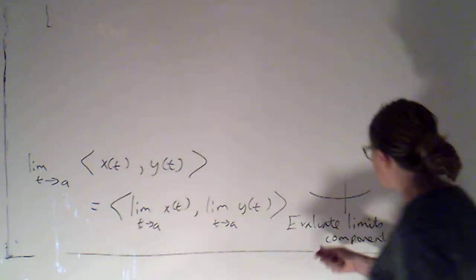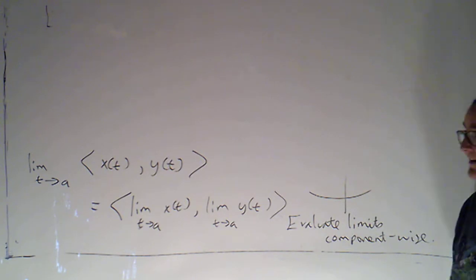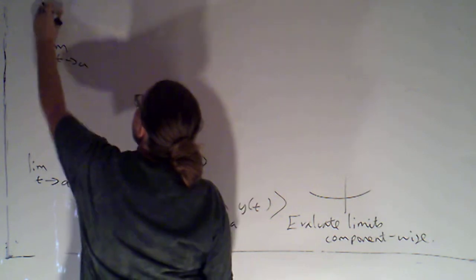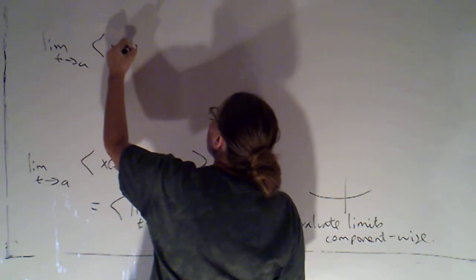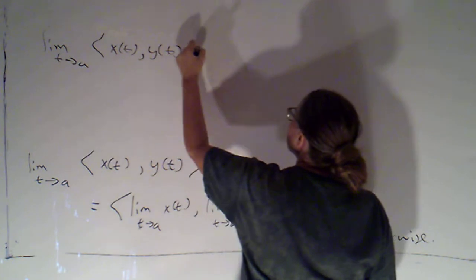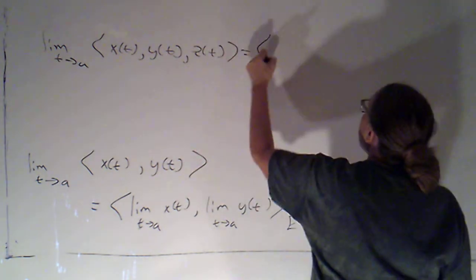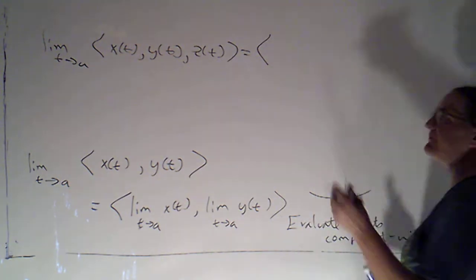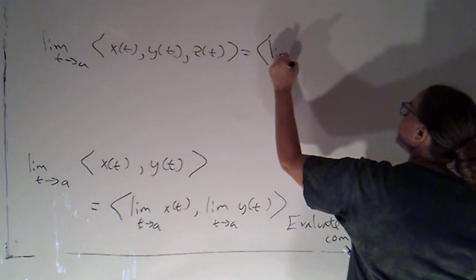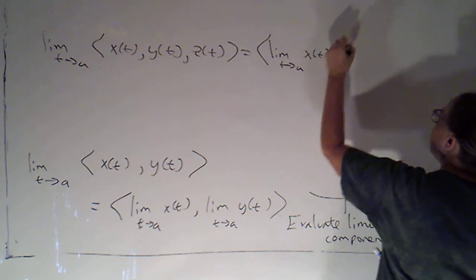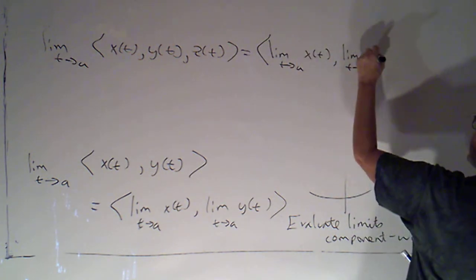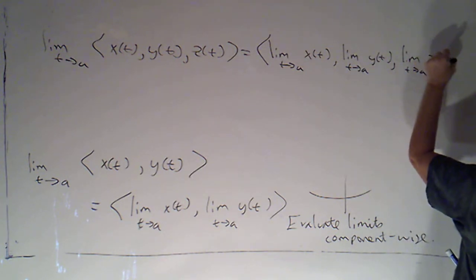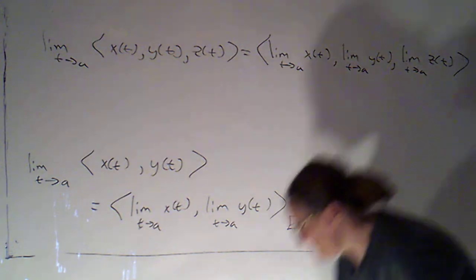same thing is going to be true. I'm still going to evaluate my limit component-wise. I'm just going to have a third component. So the limit as t approaches a of x of t, y of t, z of t is, one vector limit in this case is 3 real valued limits. Limit as t goes to a of x of t, limit as t goes to a of y of t, limit as t goes to a of z of t.